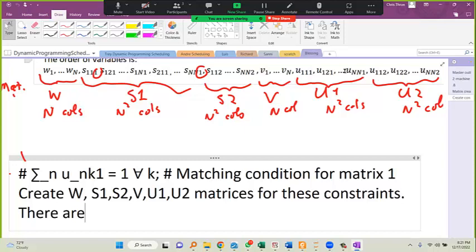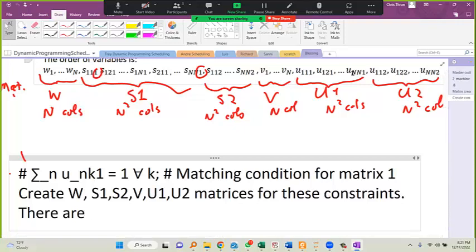What does capital N mean? Do you remember what capital N means? Is that not the number of jobs? Yes, capital N is the number of jobs. So we have U11, U12. Suppose there are 5 jobs. Then how many values are there here? If there are 5 jobs, how many U's are there?